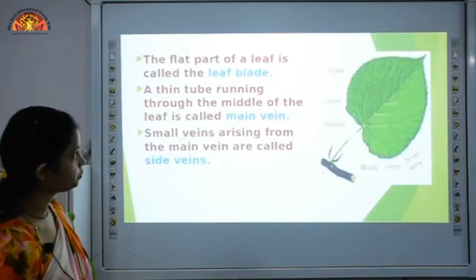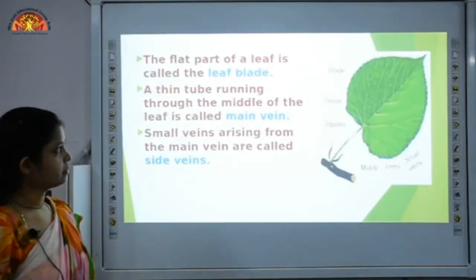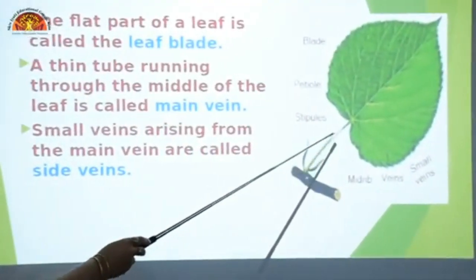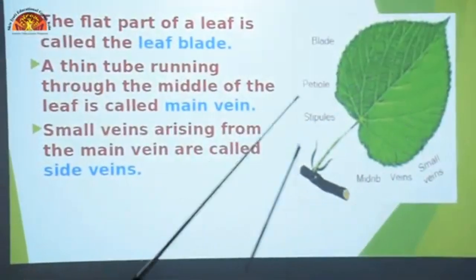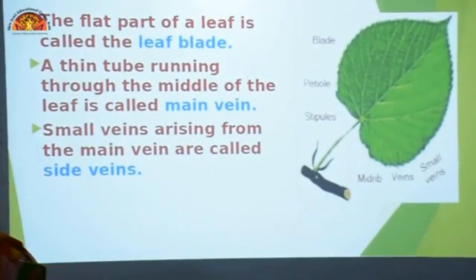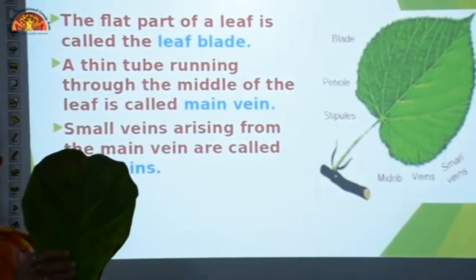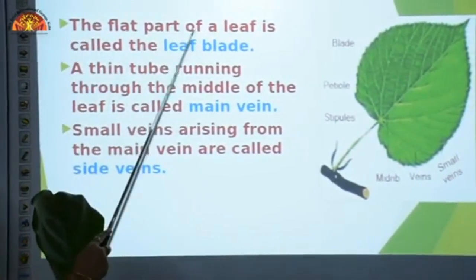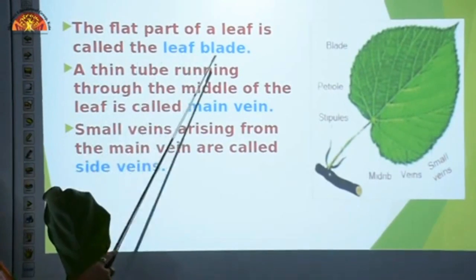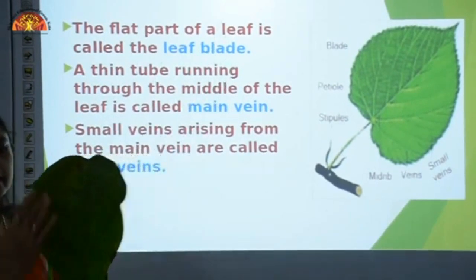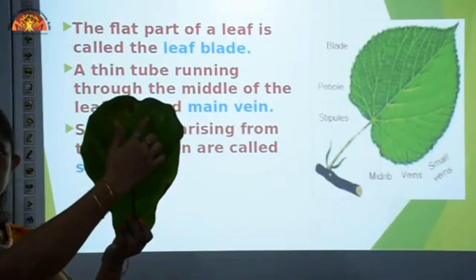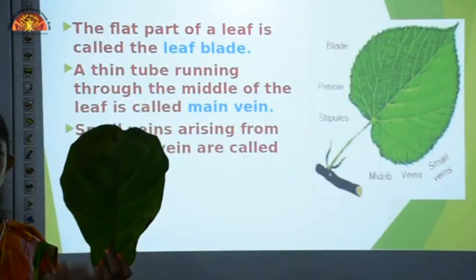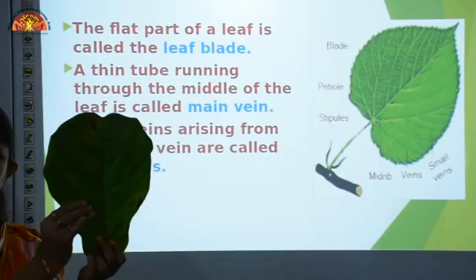Now we will discuss the structure of a leaf. As you can see in this diagram, a big leaf is shown here. I'll also show this leaf like this. You can see here, this is a leaf. The flat part of a leaf is called the leaf blade. You can see here, this flat broad part is called the leaf blade. It is also called the leaf lamina.